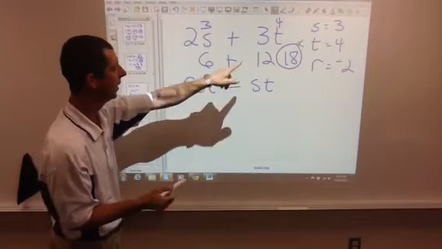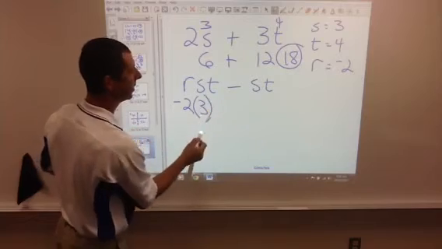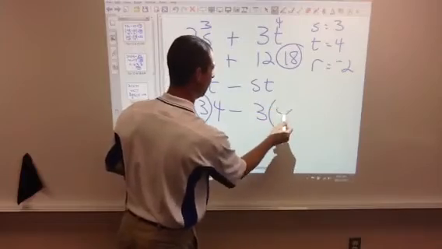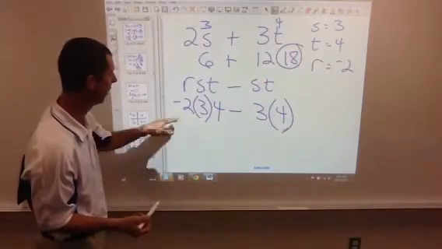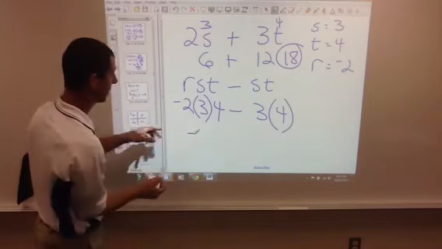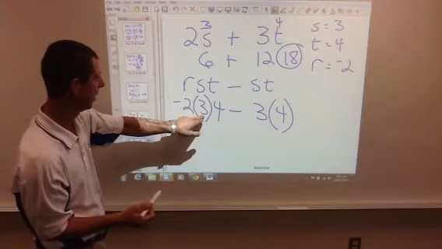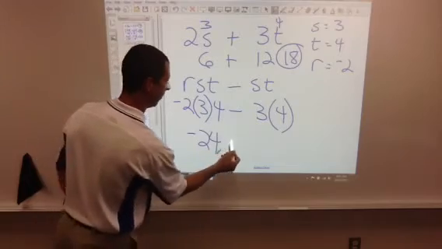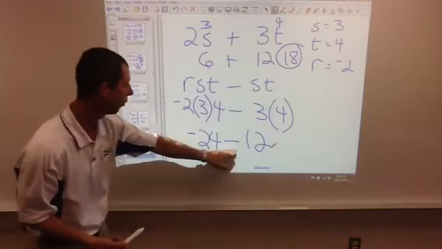Now here, RST, R is negative 2, S is 3, and T is 4, minus S once again is 3, and T is 4. This information is given in the problem, they just got to substitute it in. So if I do this, I can do it in any order I want. This is going to be negative, by the way, because I have a negative number. Negative 2 times 3 is negative 6. Negative 6 times 4 is negative 24. Minus 3 times 4 is 12. So negative 24 minus 12.